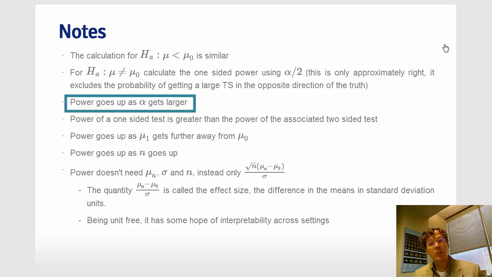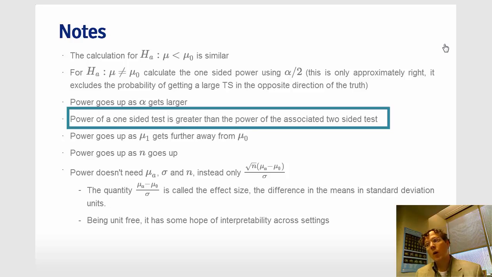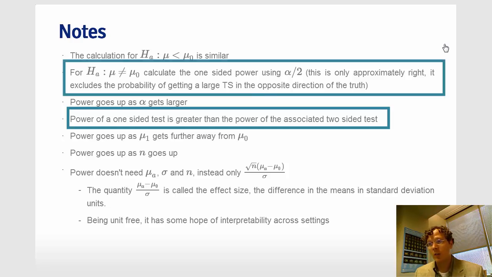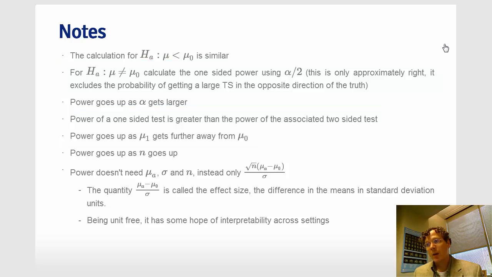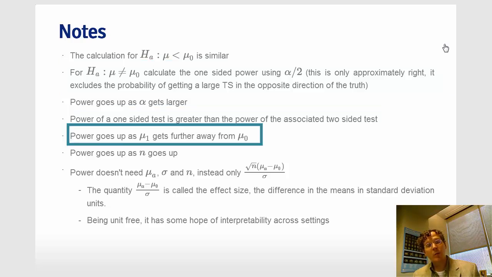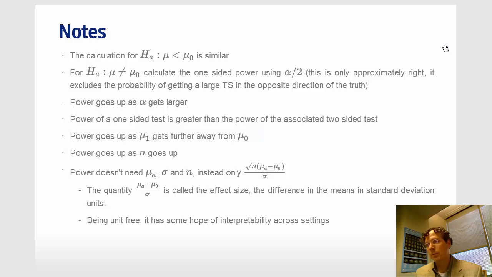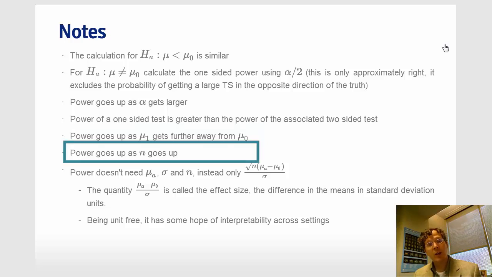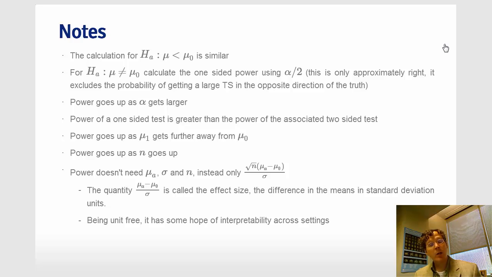As alpha gets larger, our power gets larger. So the power of a one-sided test is greater than the power of the associated two-sided test, and we can see that by virtue of just dividing alpha by 2 in this bullet point above. The further mu a gets from mu naught, the higher the power is. As n goes up, the sample mean has less variability, and so we have higher power. As sigma goes down, our sample mean has less variability, and so we're going to have higher power.